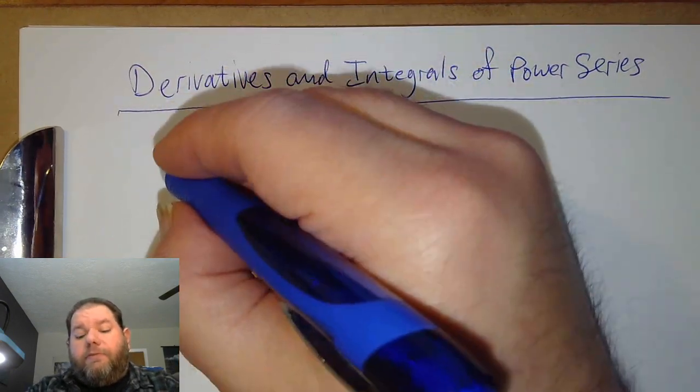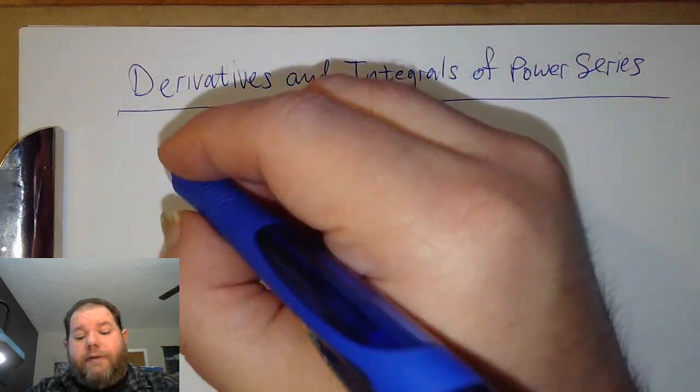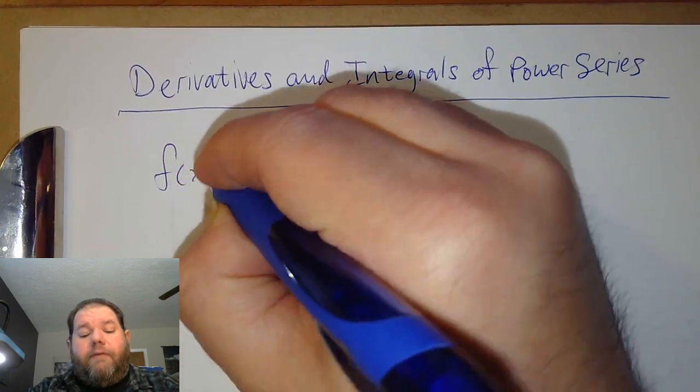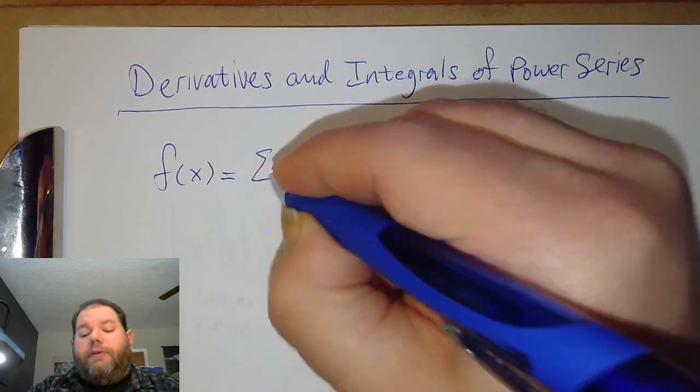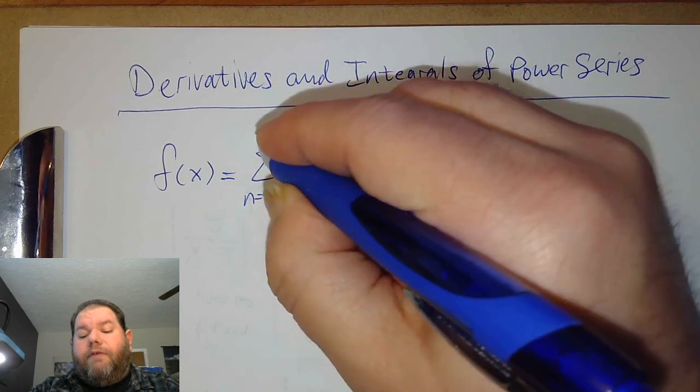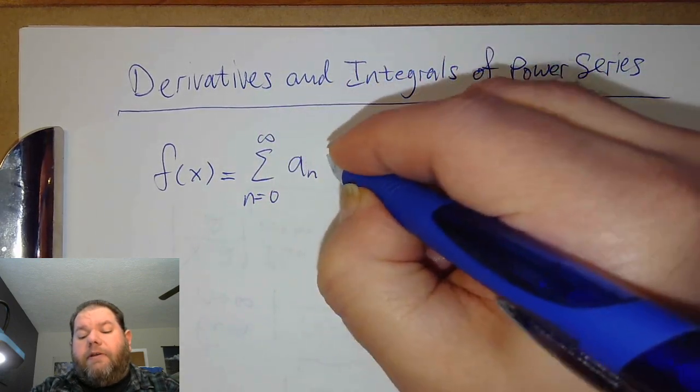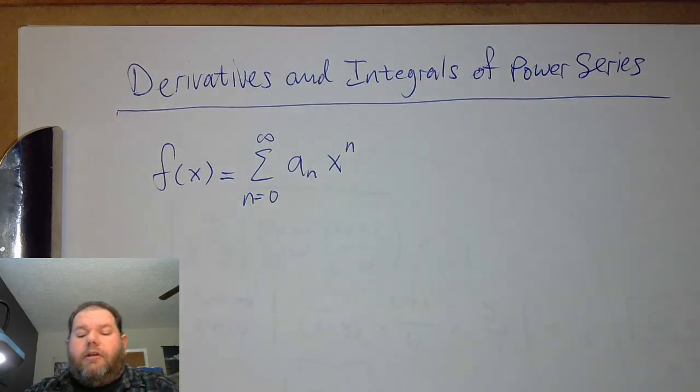So, to begin with, we go back to our basic power series definition. Remember, I wrote it as f of x equals the sum n equals 0 to infinity of a sub n times x to the n. Now, we could put the x minus c to the n since it's generalized to be at center c.